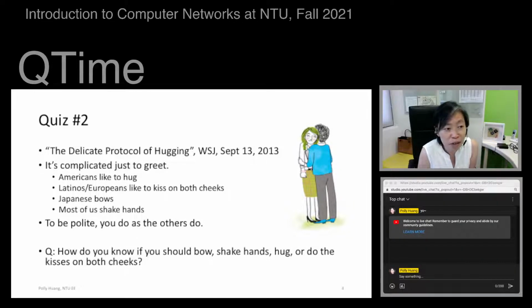The question for you to answer is this: how do you know if you should bow, shake hands, hug, or do the cheek touching or kisses on the cheeks? Identify the nationality first. I think that's a good start. So you might greet each other by asking, where are you from? That's why when you travel outside, people see you and they might ask where you're from first before they say hi.